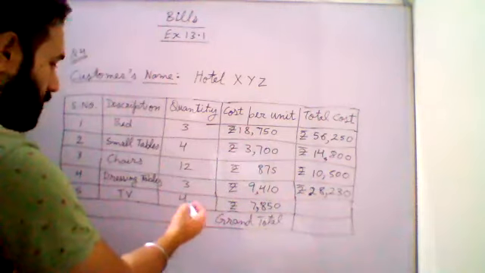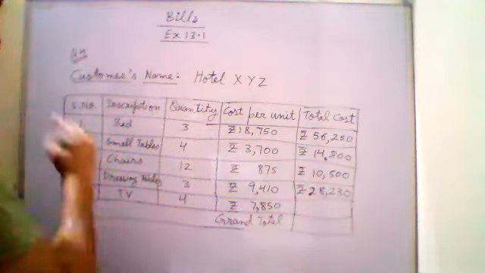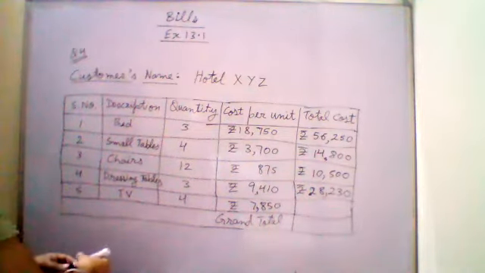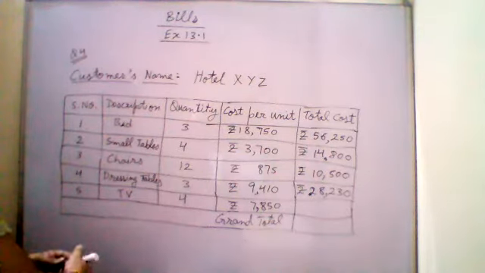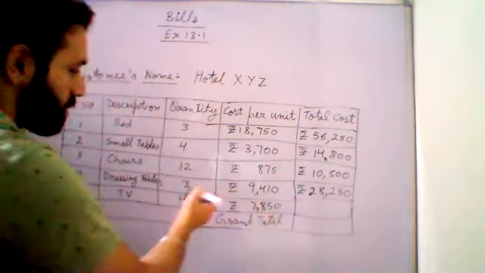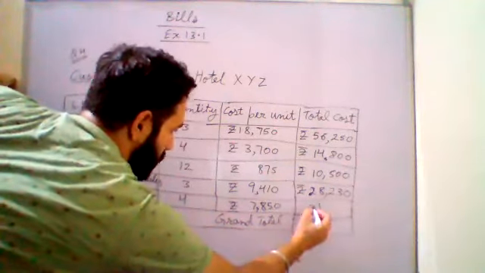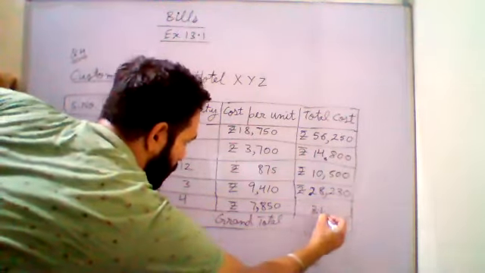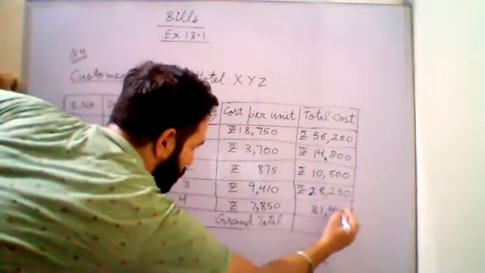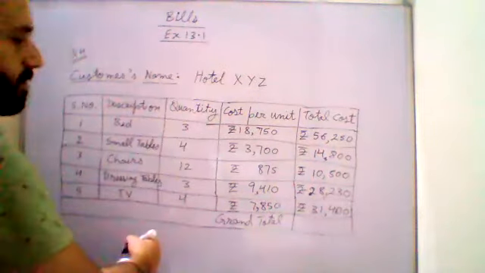Then finally, four TV sets. The cost of one TV is 7,850. So four TVs is 31,400. Am I right? Yes, sir. 31,400 is the cost of four TVs. Now you add all these, you will get the grand total.